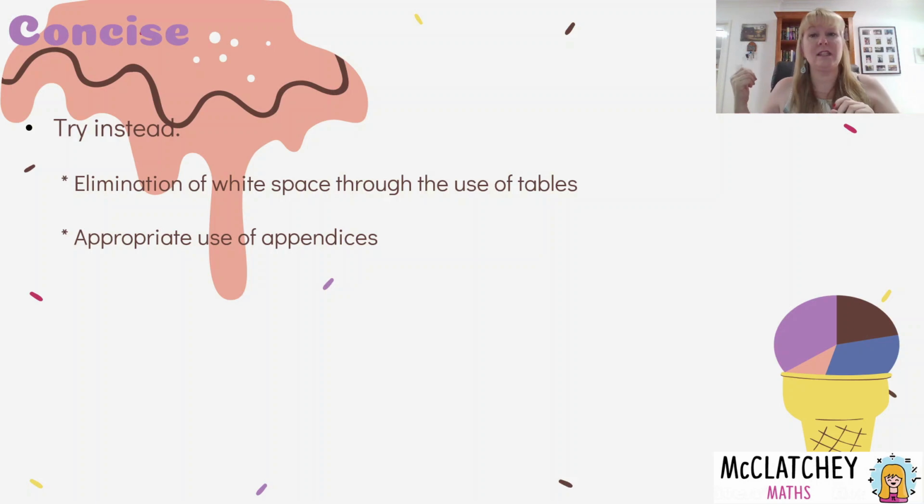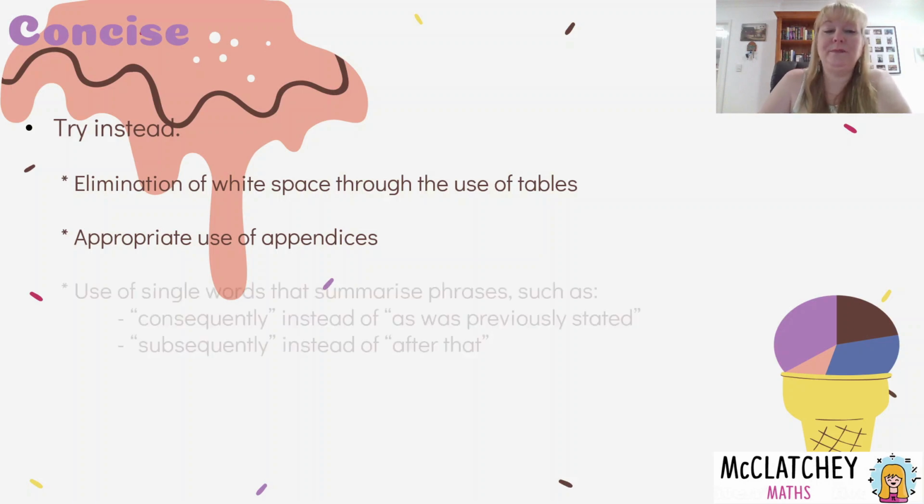But some of the evidence, for example, you may have a population of 50 that you've selected a sample of 20 from. You could put the 20 in the body and the 50 in the appendix, for example. You may have a hand-drawn scatter plot that you've scanned into the body. You might put the actual original hand-drawn scatter plot in the appendix. So consider how you would use your appendices appropriately.